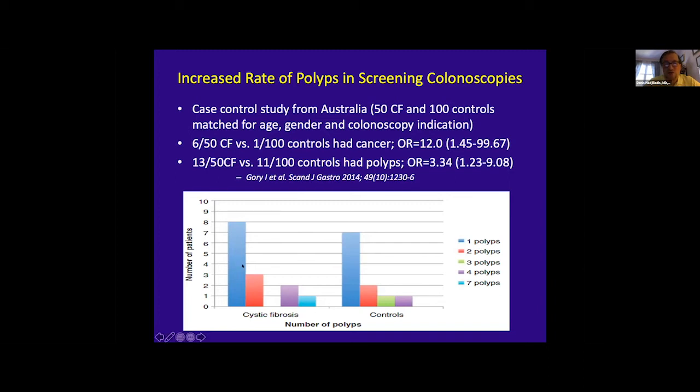And you can see also the distribution of the polyps. In the controls, most people had 1 polyp, maybe 2, 3, and 4. In the CF patients, most of them again had 1 polyp, but at the same time, you had a few people that went as far as having 4 and 7, which is a much higher risk factor of having a problem.